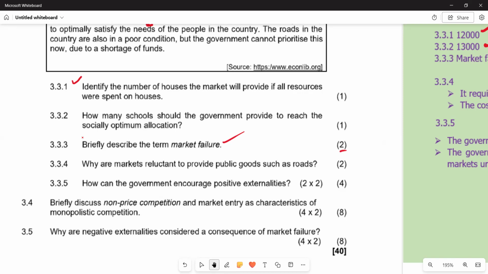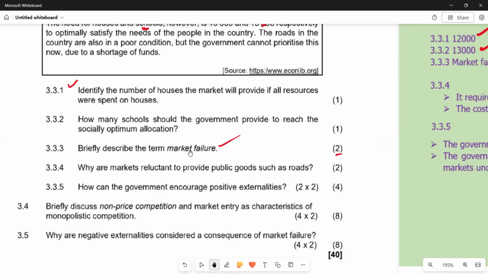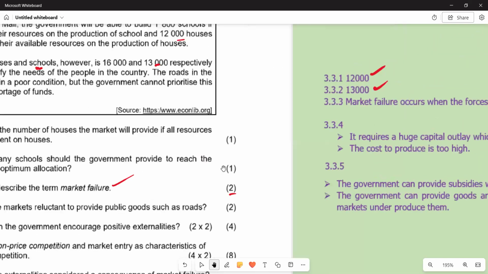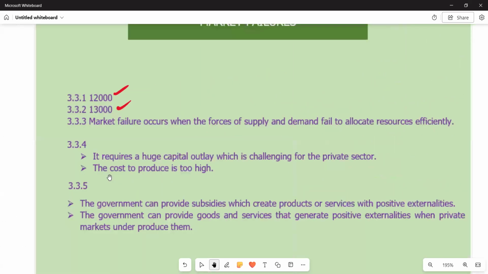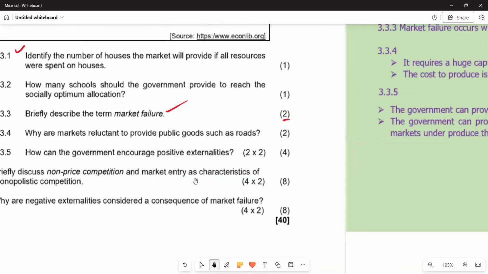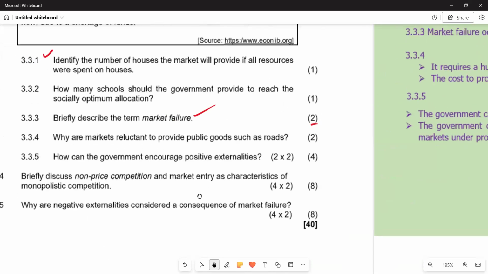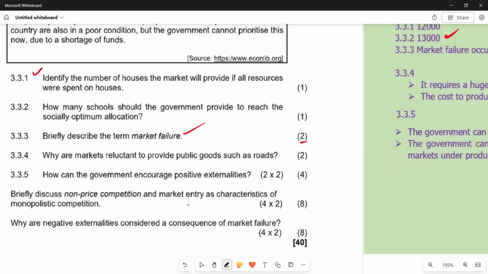If you go to our answer section, you would see that we have a brief description given there of what market failure is. This description reads, market failure occurs when the forces of supply and demand fail to allocate resources efficiently. So this is what we have, and then we can move on to the next part of the question, which is now 3.3.4. We say, why are markets reluctant to provide public goods such as roads?